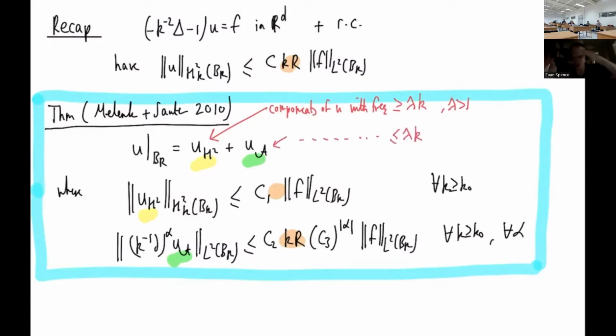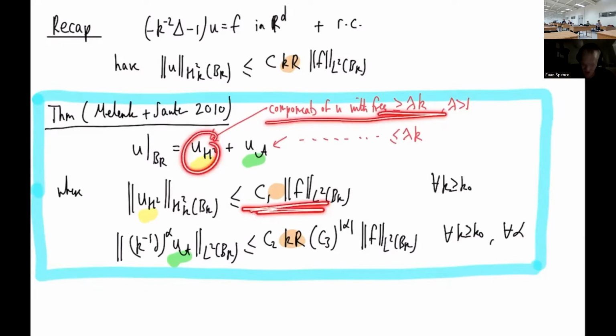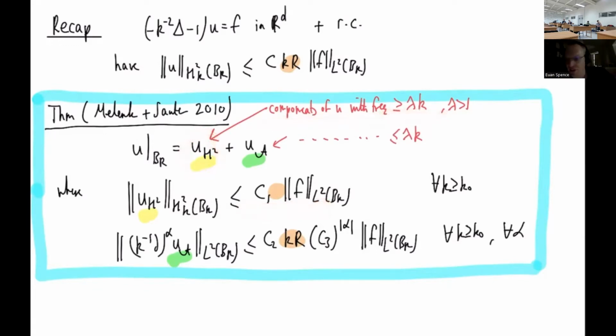But we're going to see this in a minute. Just to link this to Stephen's comment, the whole point is that the Helmholtz equation is well behaved on high frequencies. If you think about the principal symbol of the Helmholtz equation, we're going to see in a minute that it is actually invertible on high frequencies. And that's why this u_H2, the components with high frequencies, satisfies this bound with one power of k dependence. Okay, so now I'm going to justify that statement to you.